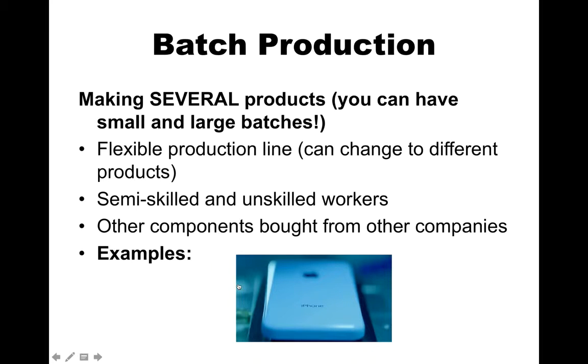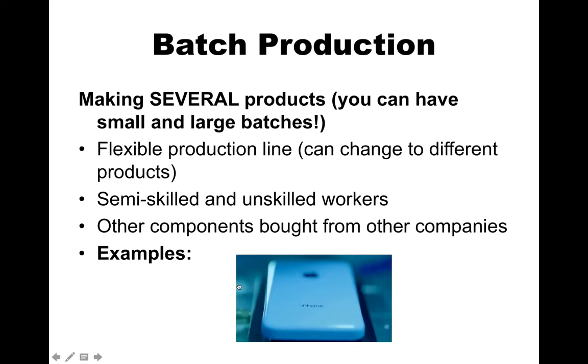Batch production is when you're making several products. Be aware you can have small batches and you can have large batches, but the idea is that batch production is very flexible. You can change to make different products. So the factories that are making the iPhone are not just making the iPhone, they're making iPads, probably making Apple Watches, and the different types of iPhones. They can do that because they have a range of semi-skilled and unskilled workers.